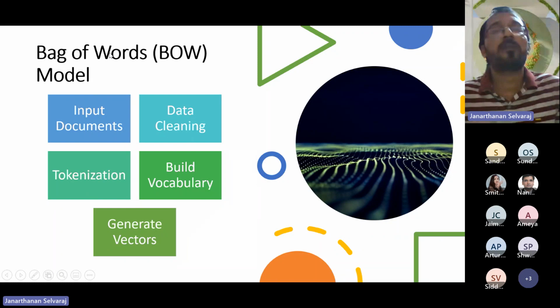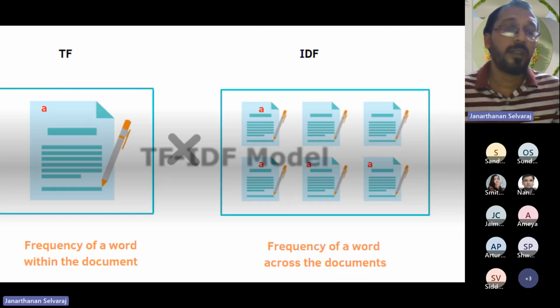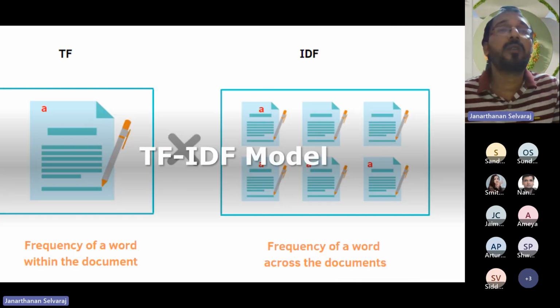But what is the drawback of this bag of words model? All your words will have the same importance. The value could be either 1 or 0. You will not get a precise result when you go for the bag of words model. That's why we move to the model called term frequency inverse document frequency model.